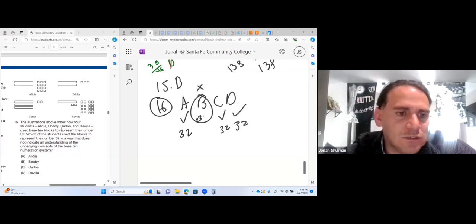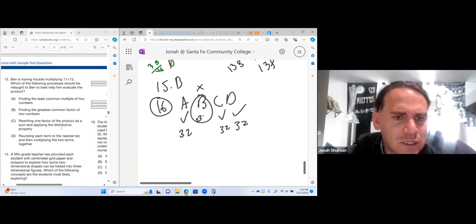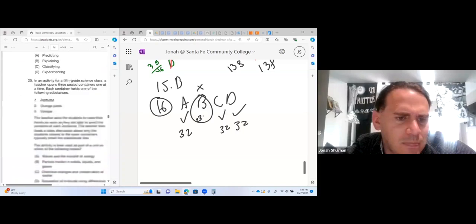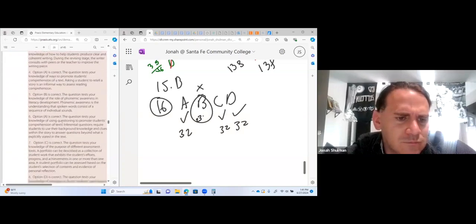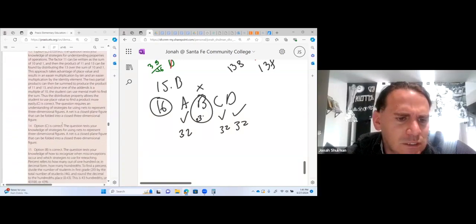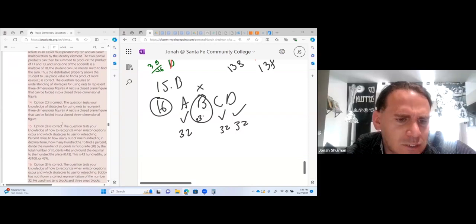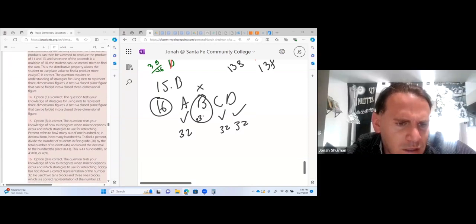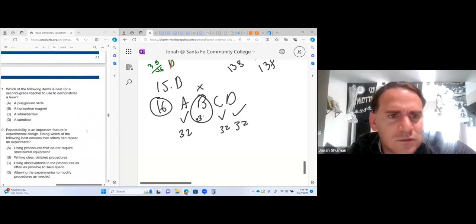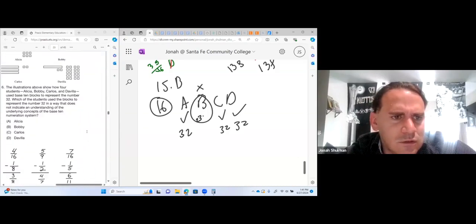Usually it's just pick the one that doesn't belong. So 16 should be Bobby, B. 16. Is it Bobby? It's B. He used 10 blocks. Yeah, he did it backwards. He made 23 instead of 32. All right, what's the last one?